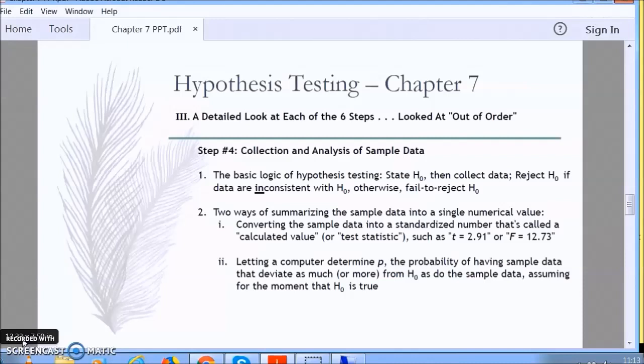There are two ways of summarizing the sample data. One of the ways is you convert the sample data into a standardized number, which is called a calculated value or the test statistic. We have talked about standardized test statistics, and this test statistic could be T, could be F. There are different kinds of test statistics, and right now you do not need to know the difference between them, but this is your calculated value, and then you use that calculated value to make the decision.